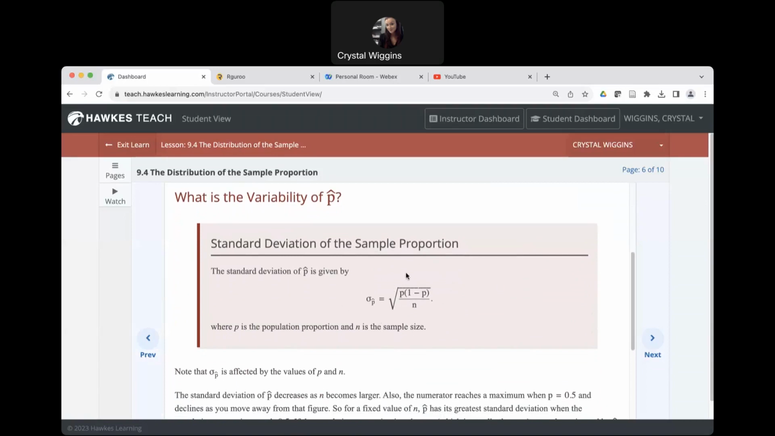And that will be seen by this formula here, where we take the big square root of the population proportion times 1 minus the population proportion, also known as q, divided by the sample size, all under the square root. Now, what is the criteria for the central limit theorem?